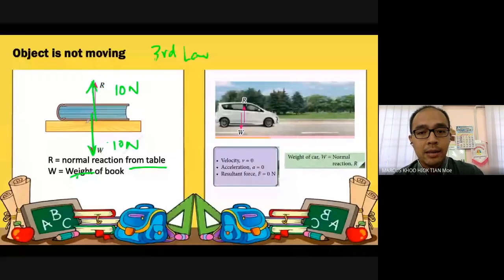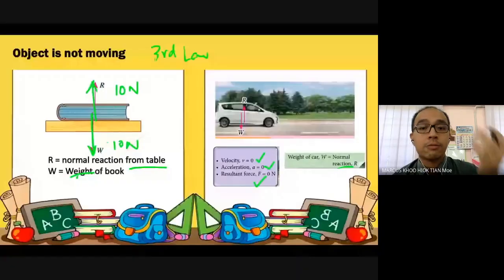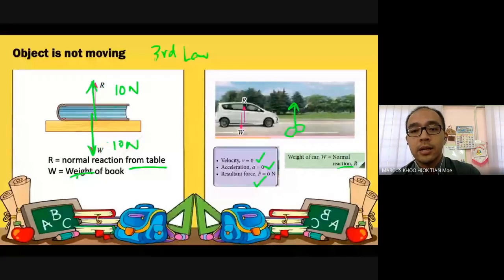Same thing with this car. It is not moving, so the velocity is zero, the acceleration is zero, so the resultant force is zero. Therefore, there are only two forces acting on this car, the weight of the car and the reaction force. If the reaction force for the book is coming from the table, what about the car? The car's reaction force is coming from the road. The road is pushing the car up. Although we don't see the road pushing the car, that's actually what the road is doing. It's giving a reaction force.